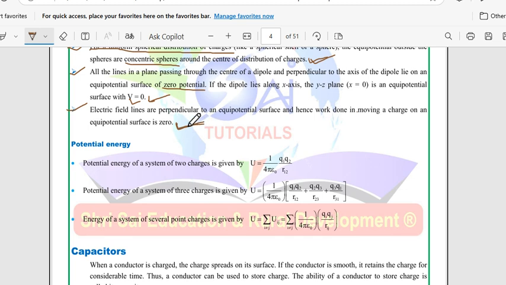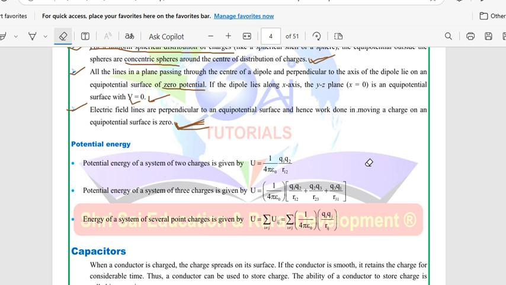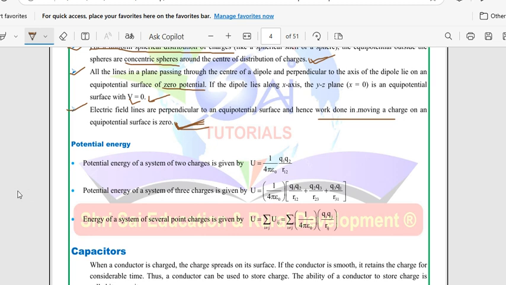If the electric field lines are perpendicular to an equipotential surface, and the potential is 0, then the work done in moving a charge on an equipotential surface is also 0. Do you agree or not? Yes. The electric field lines are perpendicular to an equipotential surface, and the work done in moving a charge on it is also 0. These are some of the properties related to your syllabus.